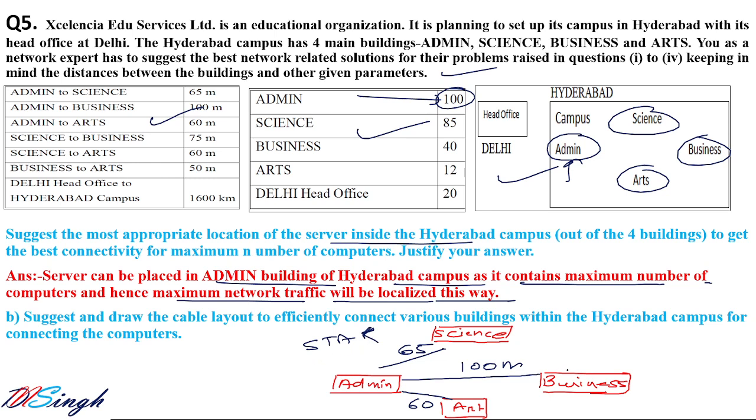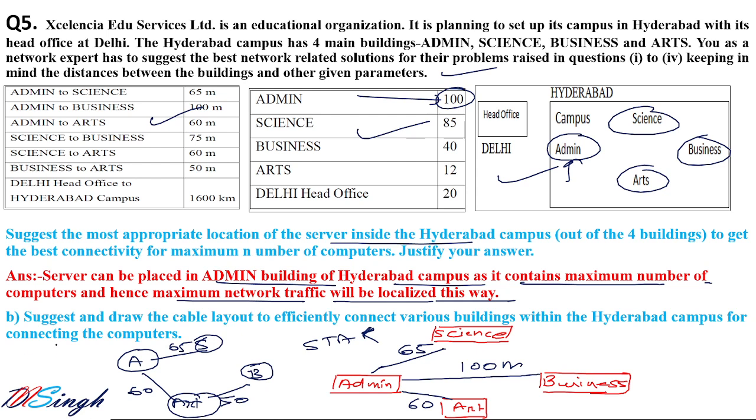So each block has a direct link to the server block. Otherwise, you can make one more diagram where I write admin, science, and you have business and arts. So admin to science is 65, then you have admin to arts, this is 60, and then you have arts to business, this is 50. So here what are you reducing? The cable. Here you have less cable requirement.